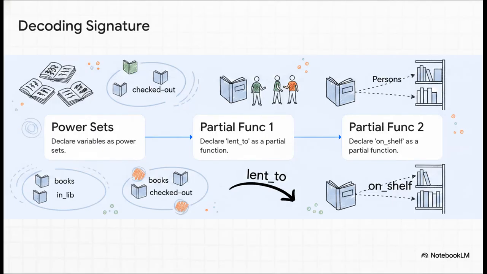Looking at the top half, our signature, we see how Z builds up data types to track our inventory. First, we declare books, in lib and checked out as power sets of the type books. Next up is lent2. We define this as a partial function connecting books to persons. Finally, we declare onShelf as another partial function, mapping books to shelves. We've essentially just laid out all the mathematical pieces on our board.